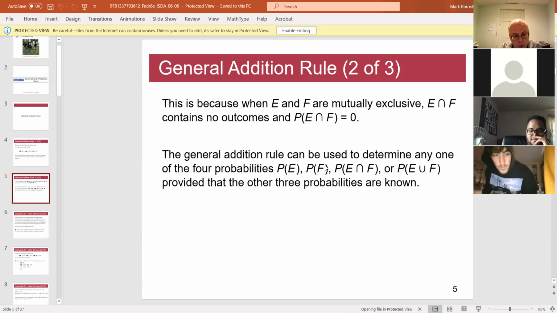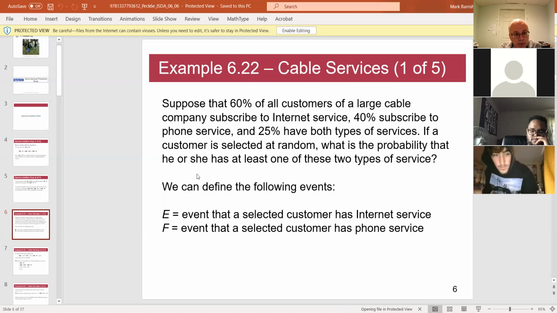Okay, when we say or, it's the probability of E or the probability of F. All right. So, let's see an example of this.